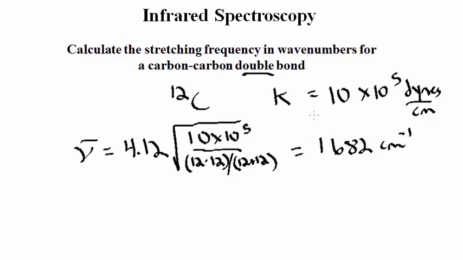Now, based on our assumptions here, this value is pretty close to the experimental value, which is approximately 1650 wave numbers.